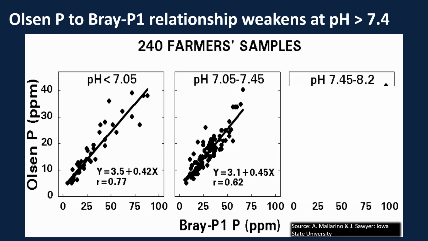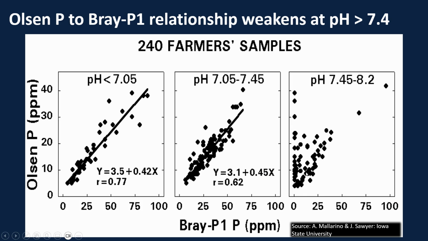Our R value, which is this right here, goes from 0.77 to 0.62. When we go to higher pH soils, we lose that relationship, and we can see these high pH soils above 7.4, using that Bray phosphorus isn't a good idea.